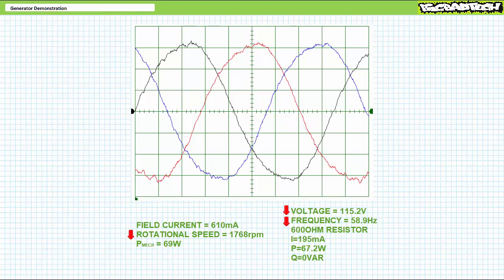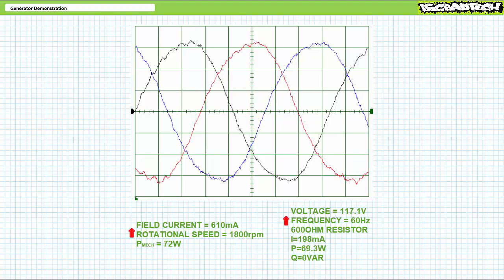Speed or field current? If you said speed, you are right. Given the rotational speed of the prime mover influences both frequency and voltage, it makes sense to resolve frequency issues first, then fine-tune voltage using field current later. This way you're not undoing previous corrections.